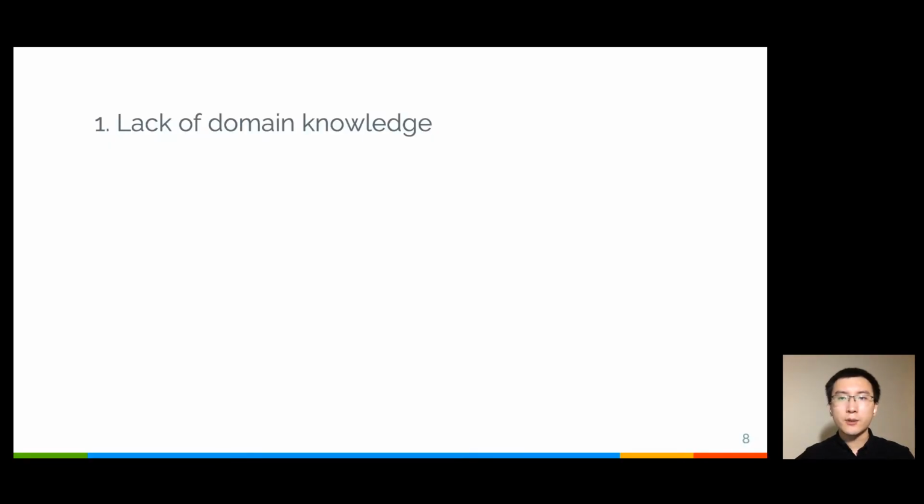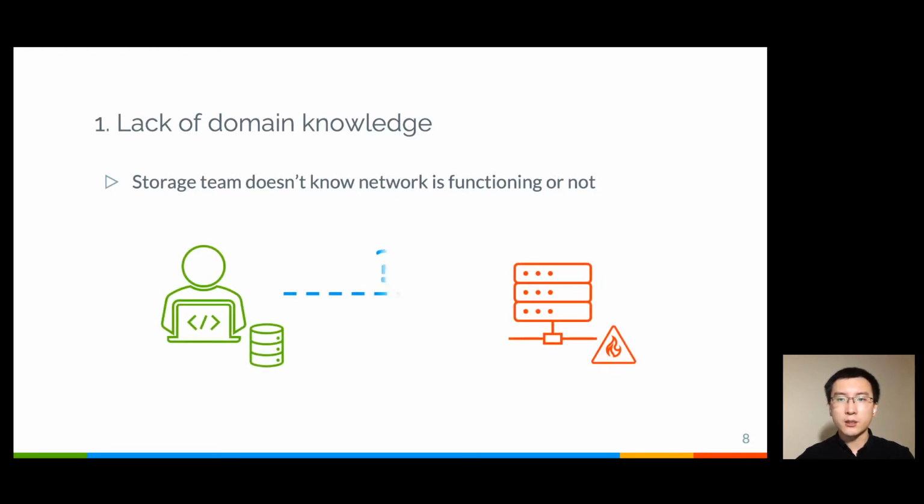First, engineers from different teams bring a wide range of domain knowledge to determine culpability. The involvement of multiple teams is due to a lack of domain knowledge in a specific area. For example, the storage team engineers may not know whether the network is functioning or not.